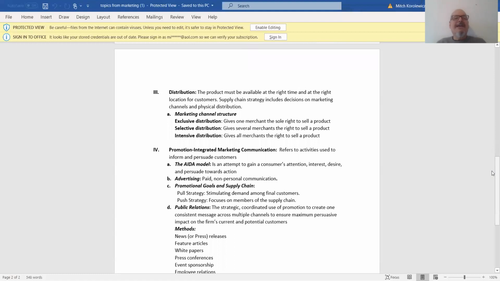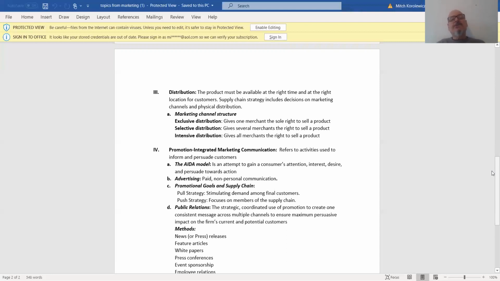Remember distribution? How do we get from point A to point B? If we're a furniture manufacturer, how do we get our raw goods, the wood, the metal, the cloth, to the manufacturing plant that transforms those raw materials into furniture, to the retail outlet that sells the furniture, to the final consumer? That all has to do with distribution, and that has to do with supply chain management.